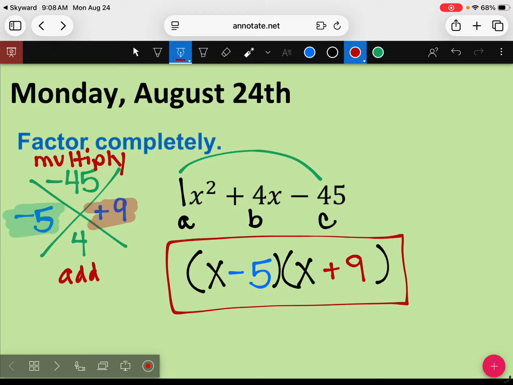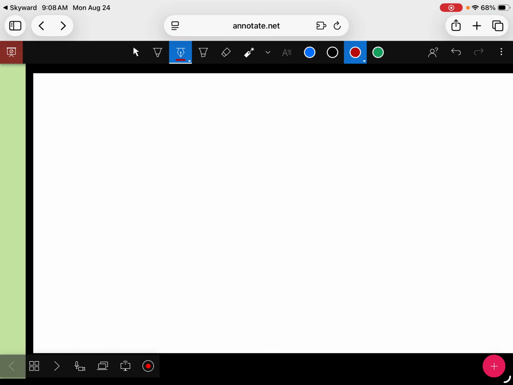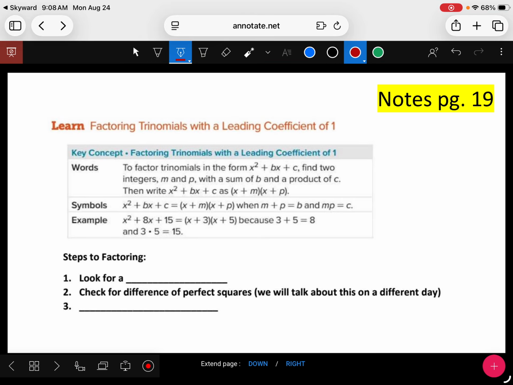It didn't ask us to solve it. We don't have to set it equal to 0. All it asked us to do was factor. All right, so now let's go back to our notes. And we are going to go to page 19.